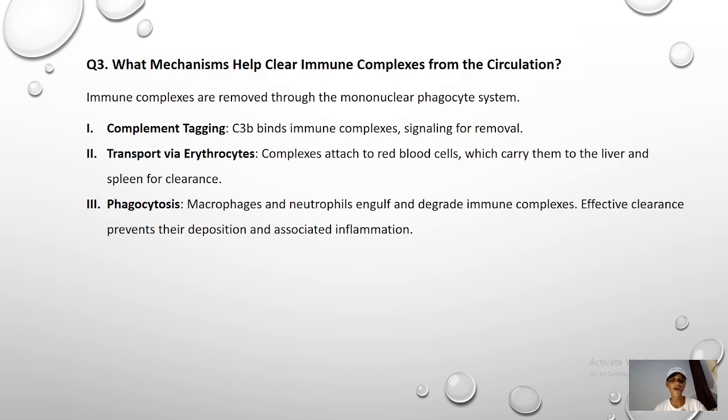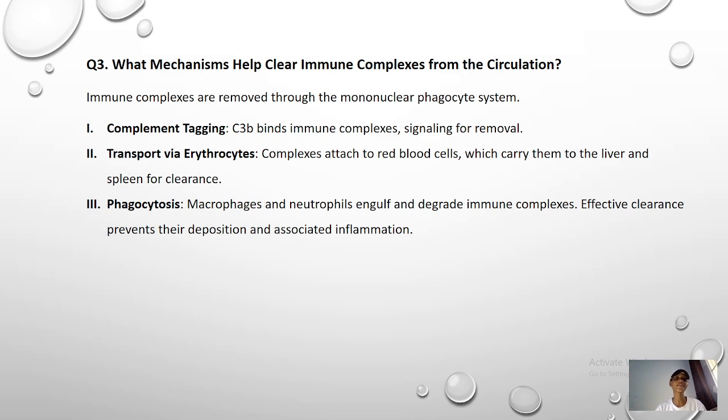We go with the third question. The third question asks what mechanism helps clear immunocomplexes from the circulation. Immunocomplexes are removed through the mononuclear phagocyte system. We have three mechanisms. The first one is complement tagging, where C3b binds immunocomplexes and helps signal them for removal.